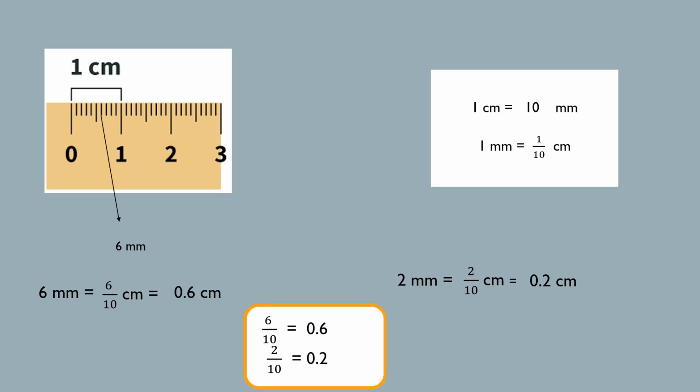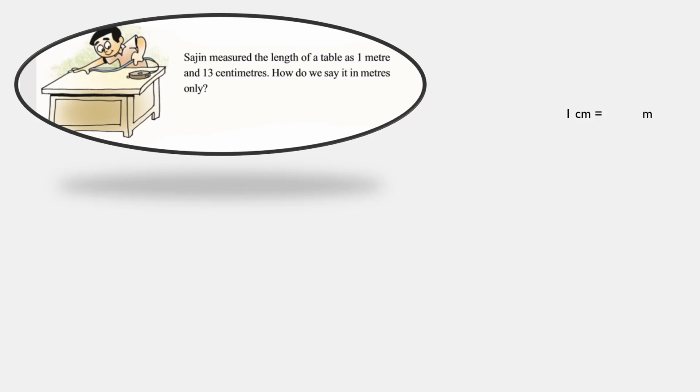So, see, if you have a fraction with the denominator 10, you can represent it in a decimal form. And similarly, if you have a decimal form, you can represent it in a fraction form, isn't it? So, keep this result in your mind. Do you remember the question in the slide that you have done in standard 6? Okay, let's do it once again.